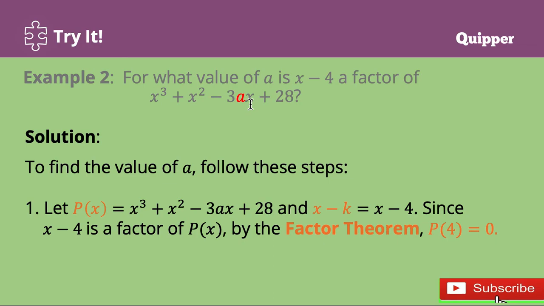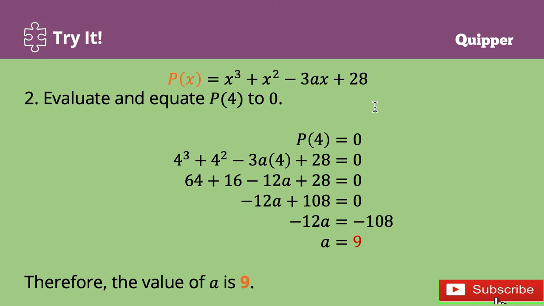To solve that, we will follow these steps. First, let p of x be equal to this, and x minus k, the divisor, is equal to this. Since x minus 4 is a factor of p of x as given here, by the factor theorem, we can say p of positive 4 is equal to 0. Take note, this positive 4 here is coming from the divisor, which is x minus 4. Again, we will just equate it to 0, then get the value of x. Second, evaluate and equate p of 4 to 0. p of 4 is equal to 0.